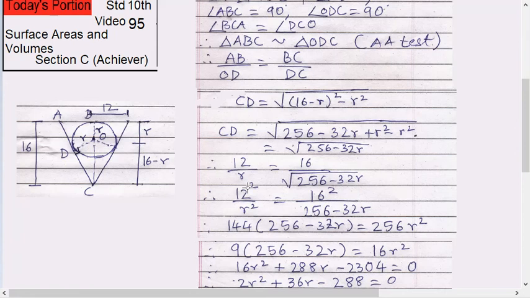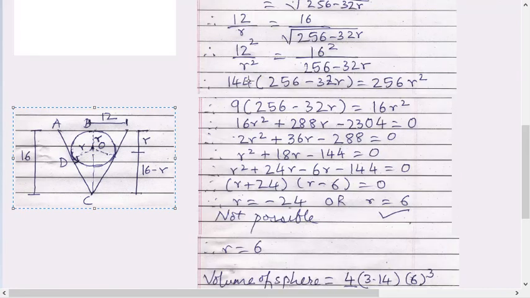12 square is 144, R square as it is, and 16 square is 256, cross them. So 144 into 256 minus 32R equals 256 into R square, right? So solve this now. 256 and 144, it is 9 and 16, 16 9s and 16 16s, okay? Therefore 9 into 256 minus 32R equals 16 R square.